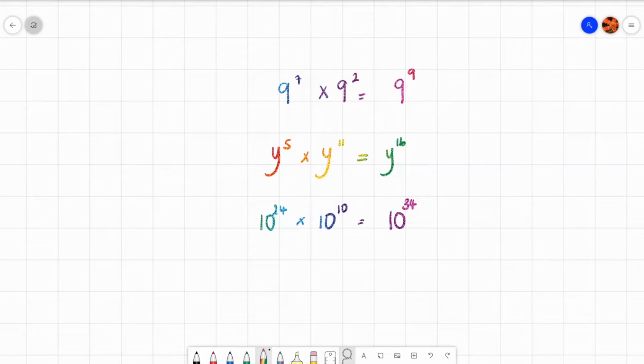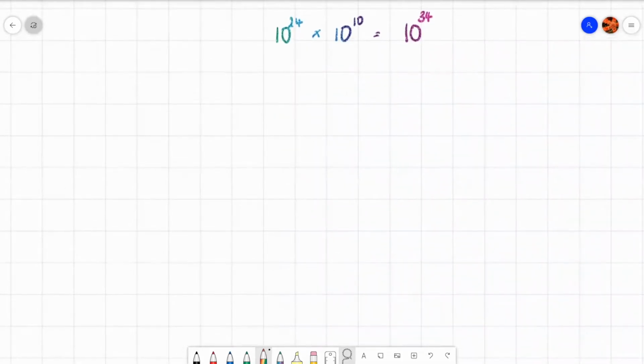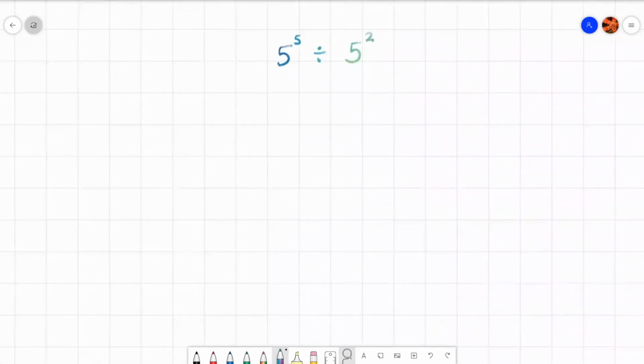Right, let's have a look at division then. We might have 5 to the power of 5 divided by 5 squared. Well, 5 to the power of 5 is 5 times 5 times 5 times 5 times 5, divided by 5 squared, which is 5 times 5. Well, we can cancel some of the 5s out, because 5 divided by 5 is just going to be 1, and 5 divided by 5 is 1.